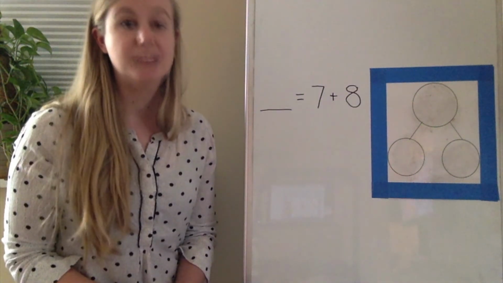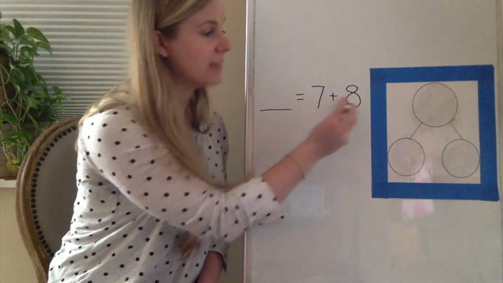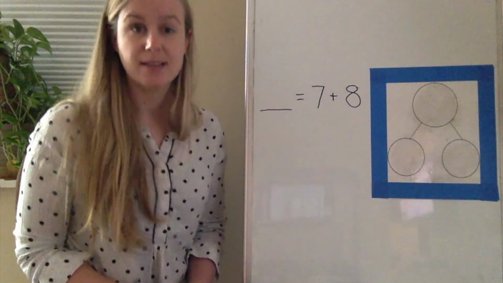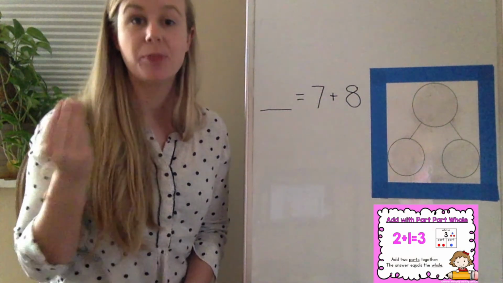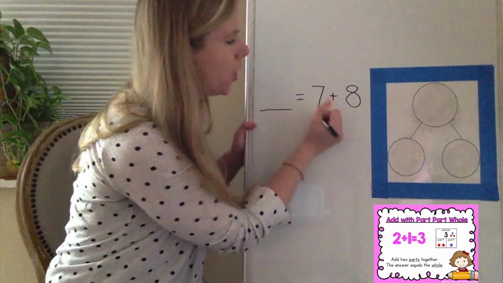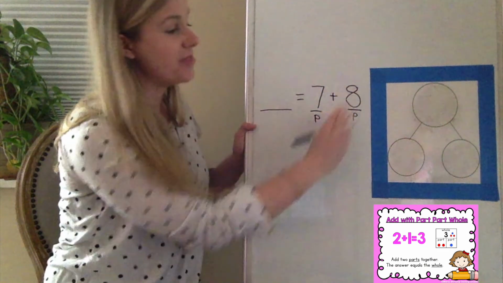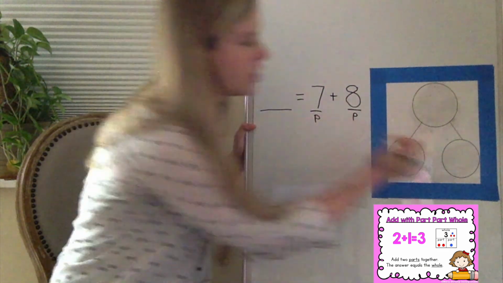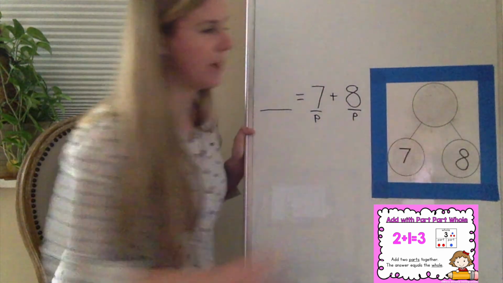Sometimes we see that the sides are switched. Here I see blank equals 7 plus 8. I know this is an addition problem because I see a plus sign. Gus the Plus puts parts together. So first I'm going to use our strategy add with part, whole. Add 2 parts together, the answer equals the whole. I know that 7 and 8 are my parts. Even though they're on this side, Gus the Plus is in the middle of my 2 parts. So 7 and 8 go in the parts of my number bond.